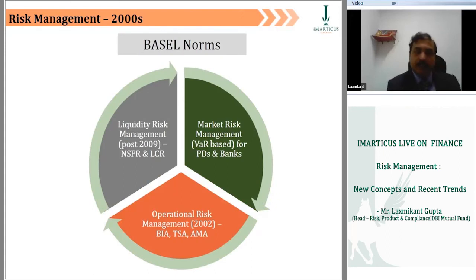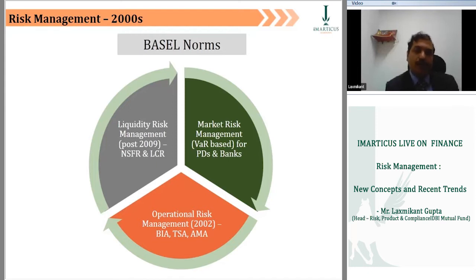In the 2000s, of course, Basel norms were also modified. In 2002, norms for operational risk were introduced by Basel and RBI. The RBI prescribed that there should be some capital requirement for operational risk, and banks should work out their capital requirement based on their internal assessment, which may be X% of their gross revenue or net interest margin, or at least to start with maybe 1% of net interest margin. It was a starting phase.